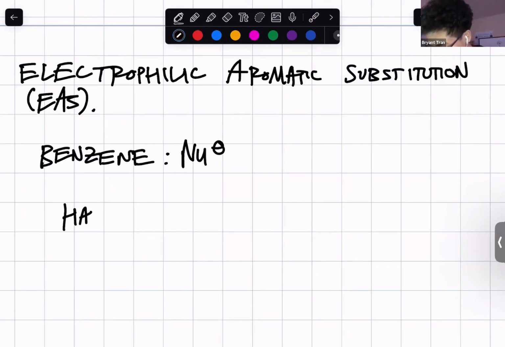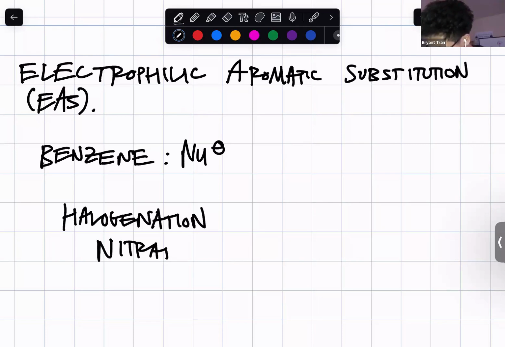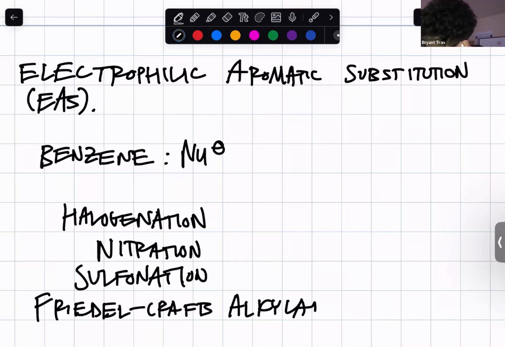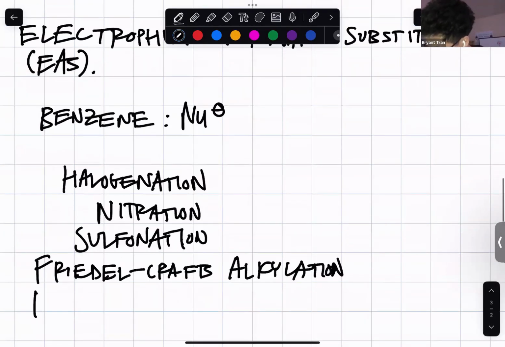There's halogenation. There's nitration. There's sulfonation. And then there's the 2 Friedel-Crafts reactions. Friedel-Crafts alkylation and Friedel-Crafts acylation, which are the hardest ones here. Right. Friedel-Crafts alkylation and Friedel-Crafts acylation.